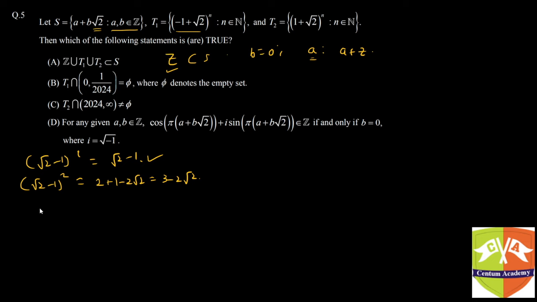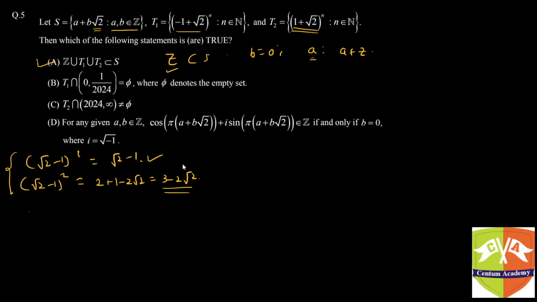Again, of type a + b√2. You can find any higher power, and you will find that all the higher powers will also be of the form a + b√2, where a and b are integers. So yes, T1 is also a subset of S as well as T2. Again, if you expand T2 also, for any power of n, all the terms will look like some integer plus some other integer times root 2. So statement A is true.